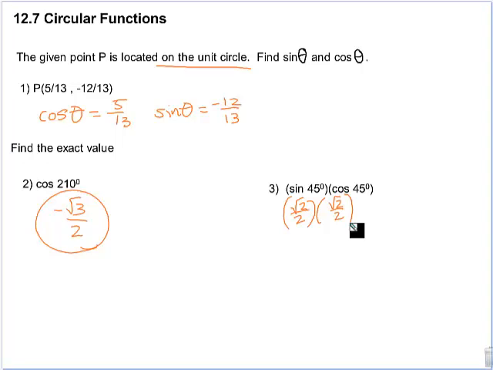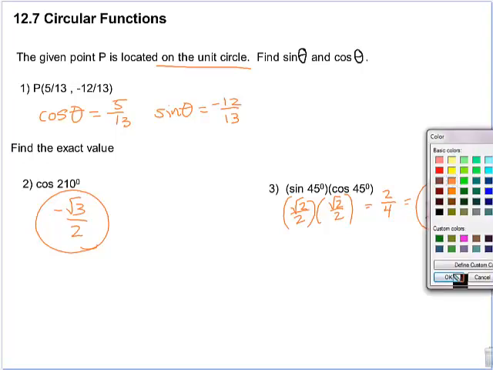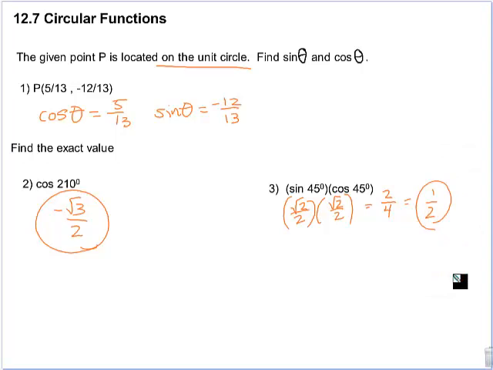So now how would we simplify this? Let's multiply through. What's square root of 2 times square root of 2? 2. 2 times 2 is 4, so this simplifies down to a half. Let's do another one. They won't all look like that. Some of them you'll have to figure out what they are, and then simplify from there.